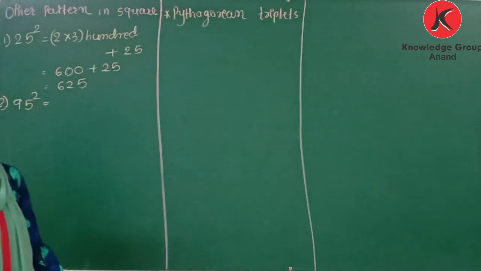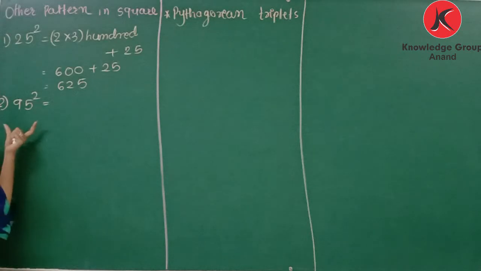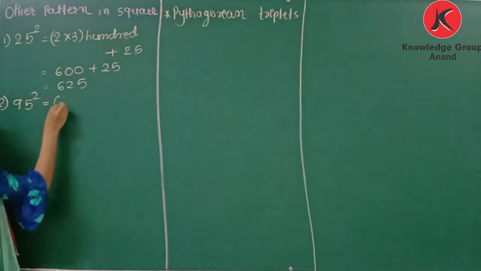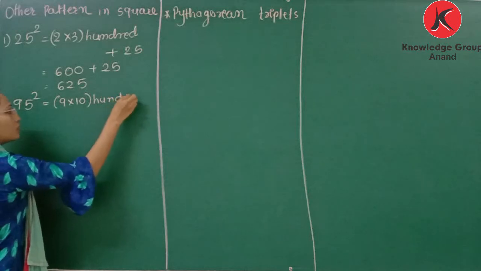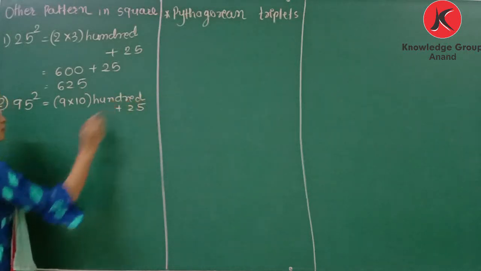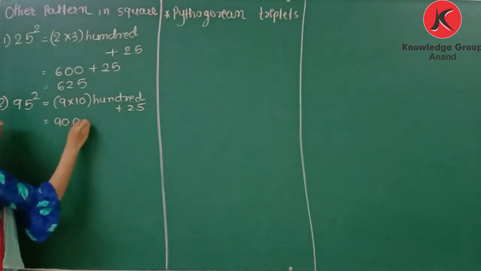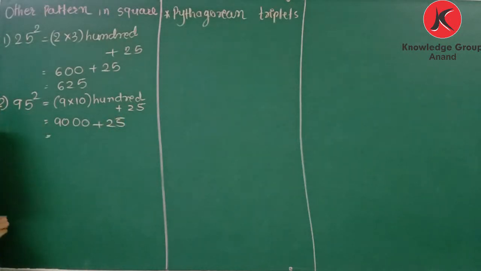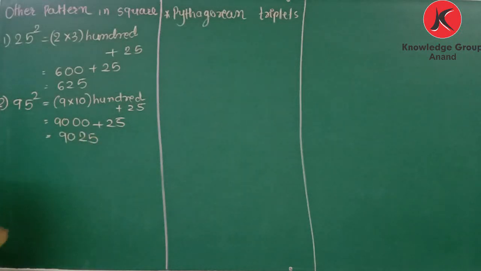One more example. If we want to find 95 square, then only if the end digit is 5 can we use this method. Here you can write 90 plus 5, or you can perform the method. After 9 there is 10, so you can write 9 multiply 10, 100, plus 25. 9 multiply 10 is 90, 100 means 9000, plus 25. So if you find the square of 95, you will get 9025.